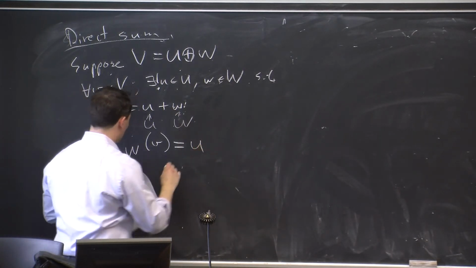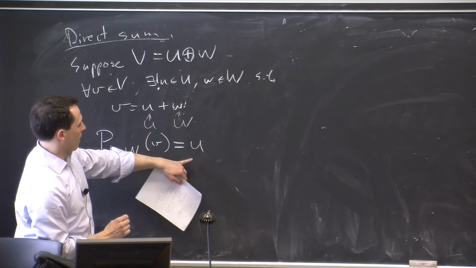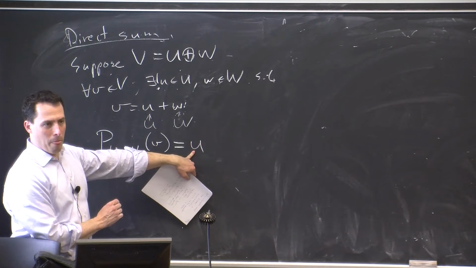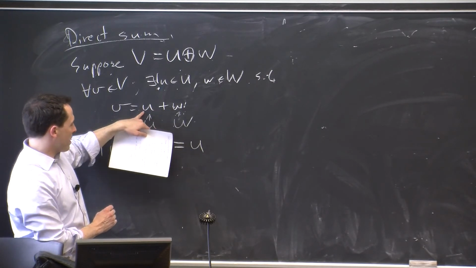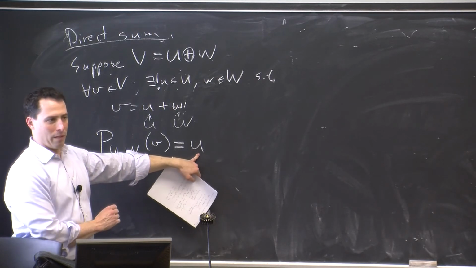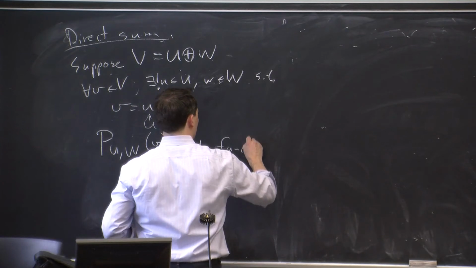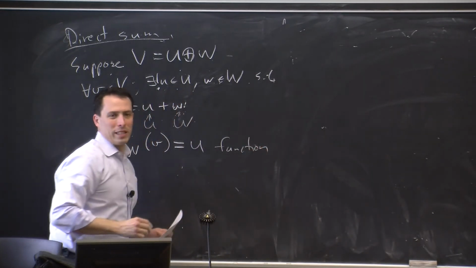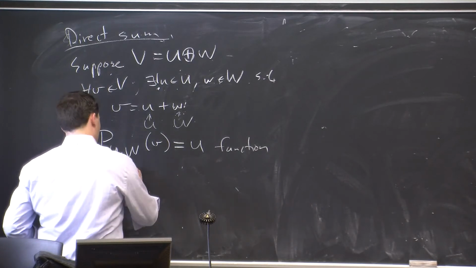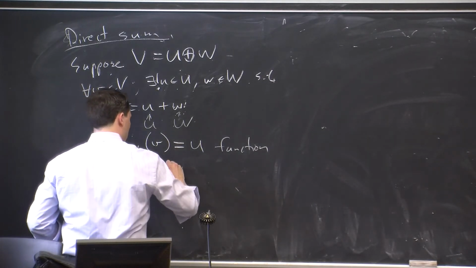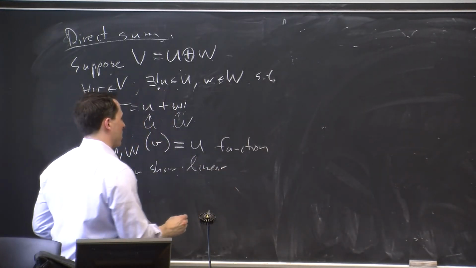So let's say the U part of it is: you take V, you write it this way, and you take the part that was in U from the direct sum. In general, if I just write without the uniqueness, this won't be well defined. It won't be a function, but because it's unique, this is a function. And just as we did with some of the other functions that were defined in a similar way, you can prove that this is linear. Not just a function, but it's a linear transformation.